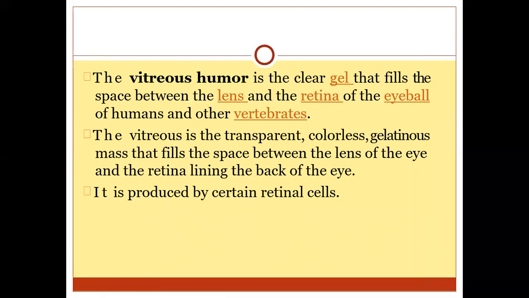The vitreous humor is a clear gel that fills the space between the lens and retina in the eyeball of humans and other vertebrates. The vitreous is a transparent, colorless, jelly-like substance that fills the space between the lens and the retina. It is produced by certain retinal cells. So remember that, because a question may come from here.